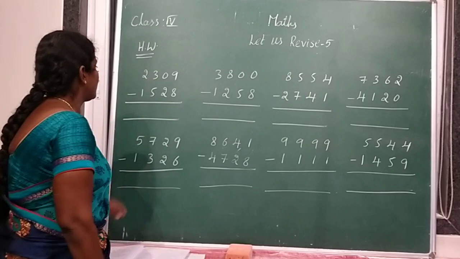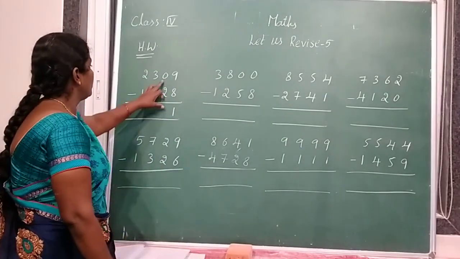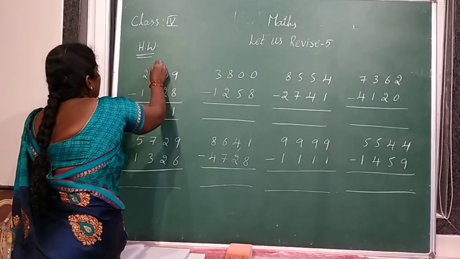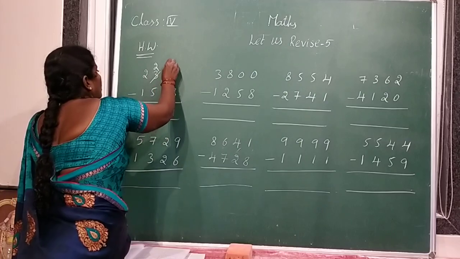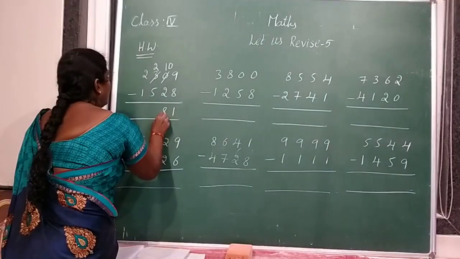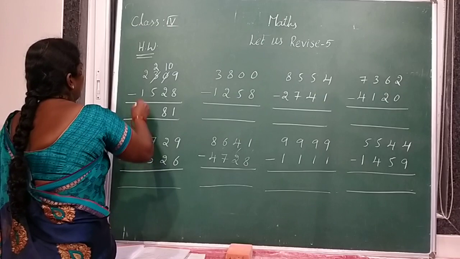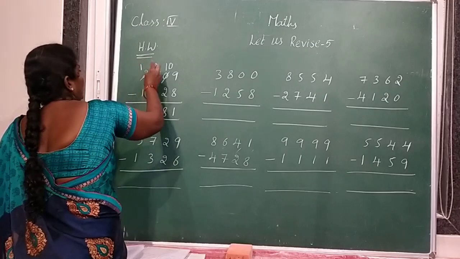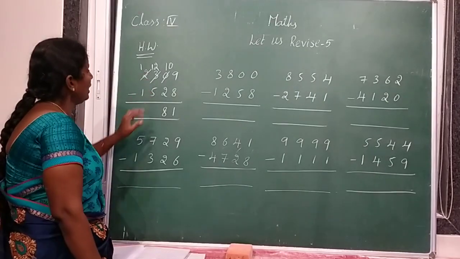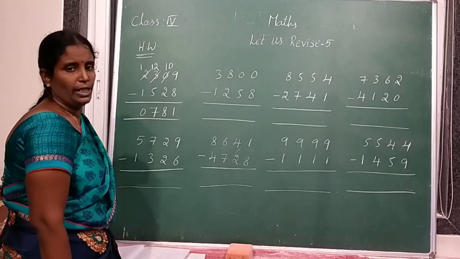9 minus 8 is 1. 0 minus 2, not possible. So, borrow from 3. 3 becomes 2 and 0 becomes 10. 10 minus 2 is, very good, 8. 2 minus 5, not possible. So, borrow from 2. 2 becomes 1 and 2 becomes 12. 12 minus 5 is 7. 1 minus 1 is 0.